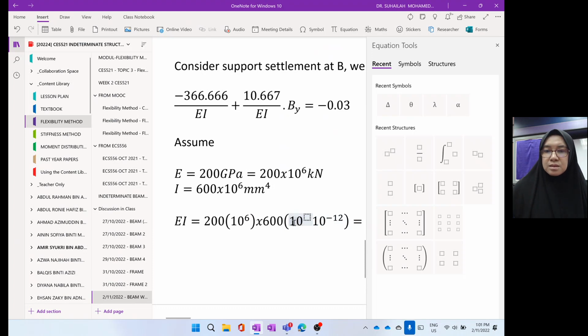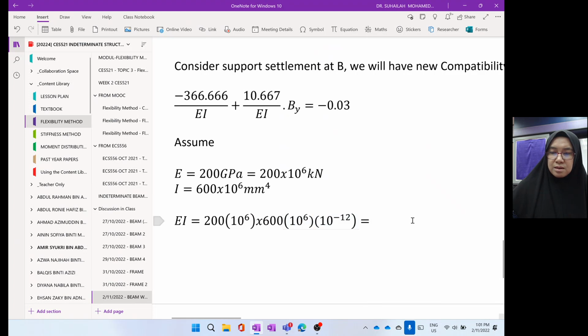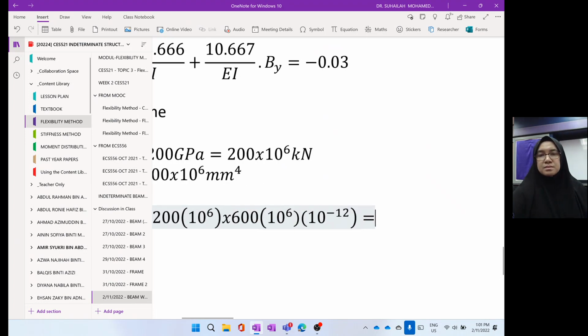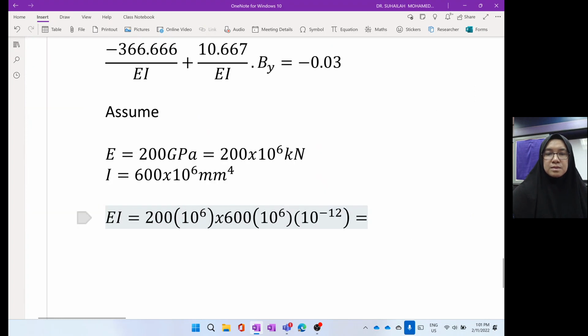10 power 6 with 10 power negative 12. Okay. Okay, yang ni.